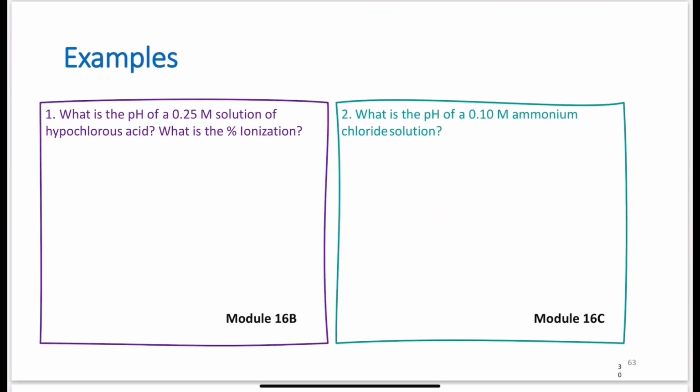Up first, number one: what is the pH of a 0.25 molar solution of hypochlorous acid, and what is the percent ionization? Now, we can solve this question without knowing what hypochlorous acid is. We can use a placeholder and just say HA for a weak acid, but if you want full credit, you want to write down what hypochlorous acid is. And you should know what hypochlorous acid is. You guys will learn these.